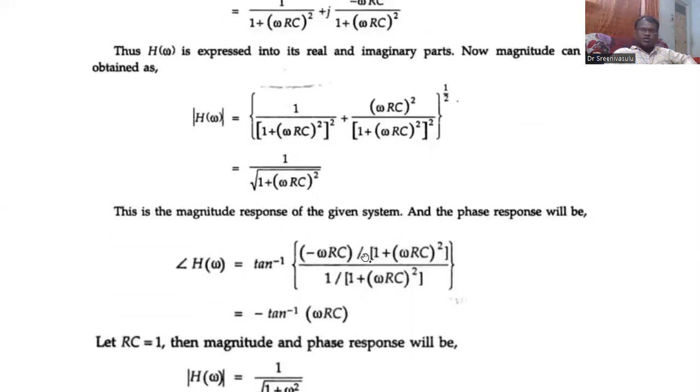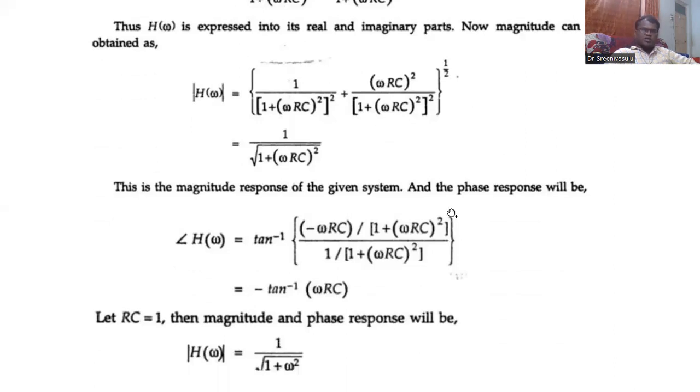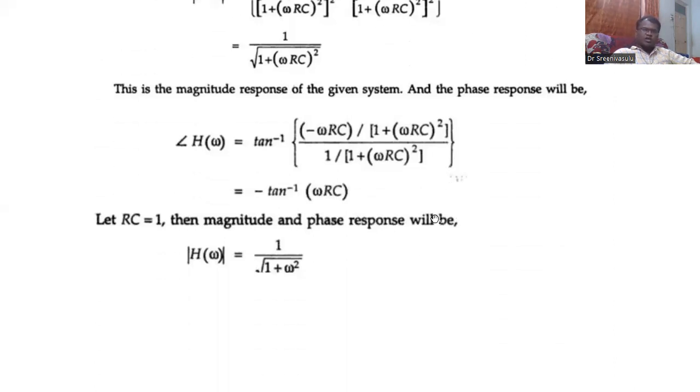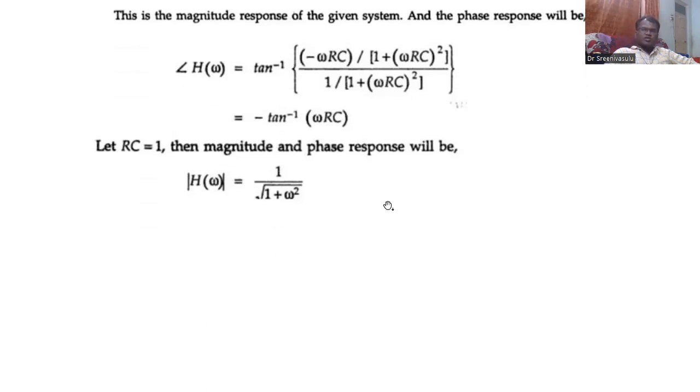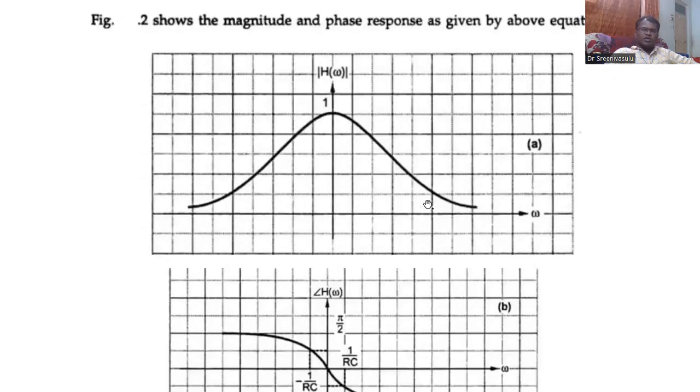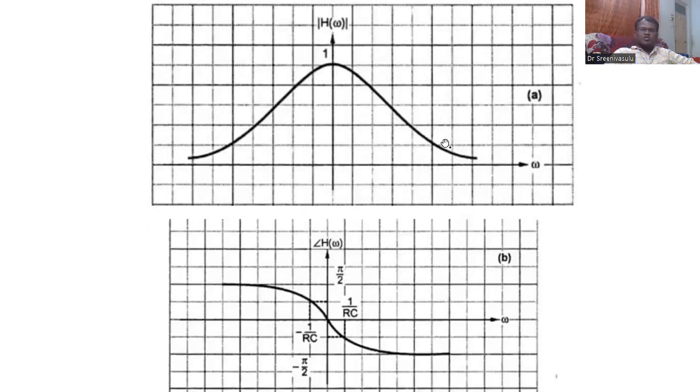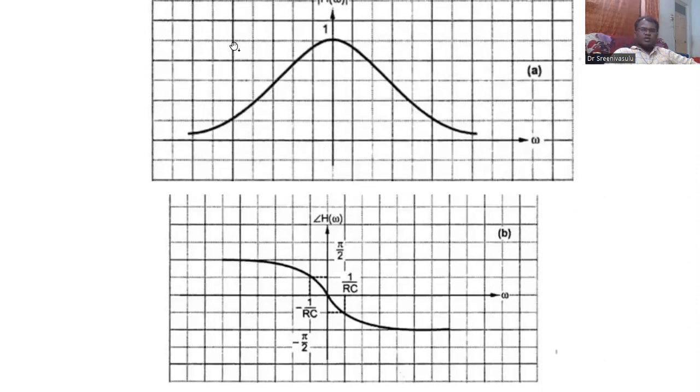But here some complicated analysis has been done, rationalization of this. That is not necessary. Simply, we get the magnitude of H of omega equal to 1 divided by the root of 1 plus omega RC whole square, and the phase angle of H of omega is equal to minus tan inverse of omega RC. So if you substitute different values of omega and assume RC is equal to 1, and tabulate different values of omega, the spectrum is like this.